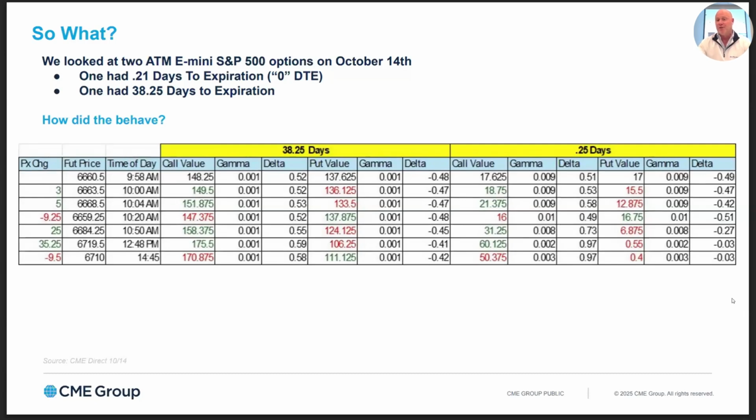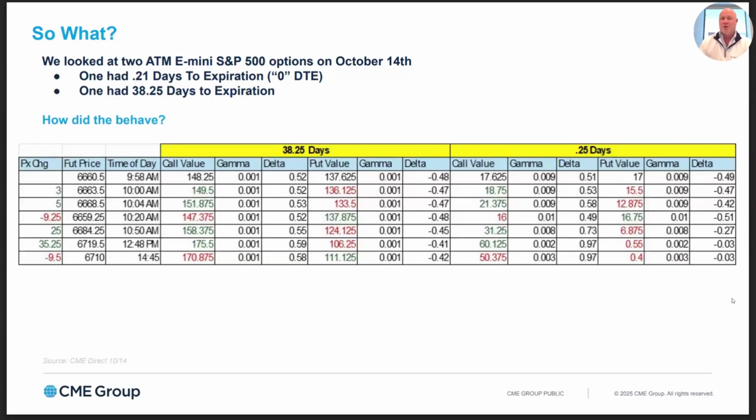The delta has moved from 51 to 58 in just 4 minutes and 8 ticks in the future. So you can see how much differently that delta is moving, even with a relatively small move in the future. Now by 10:20, just 15 minutes later that day, the price fell by 9.25 ticks. So now that call value is actually lower than it was when we started looking at it. The delta on the longer date is back to 52.